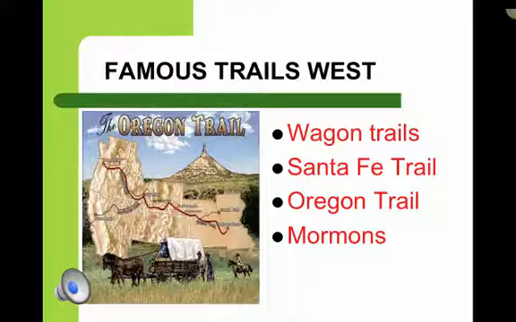The Santa Fe Trail ran from Independence, Missouri to Santa Fe, New Mexico. The Oregon Trail stretched all the way from Independence to Oregon City, Oregon. And the Mormons especially utilized the Oregon Trail on their way to Salt Lake City, settling in the Salt Lake Valley.